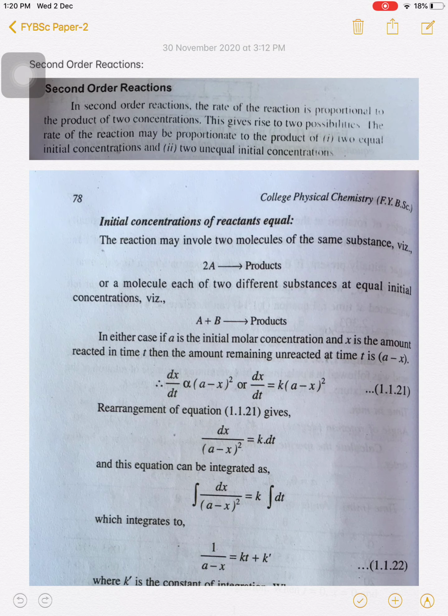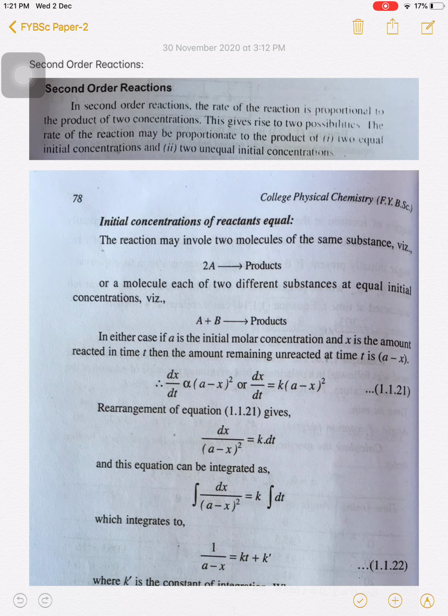Now see the statement here: in second order reactions the rate of reaction is proportional to the product of two concentrations, that is, the rate of reaction is directly proportional to the concentration of two reactants. This gives rise to two possibilities. If there are two reactants, or a single reactant, the rate equation may be proportional to the product of two equal initial concentrations.